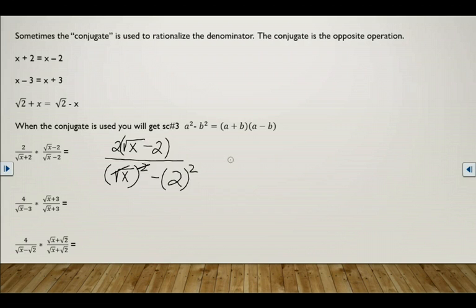So now we have 2 times the square root of x minus 2 over x minus 4. And that's your answer. Now you do these 2.